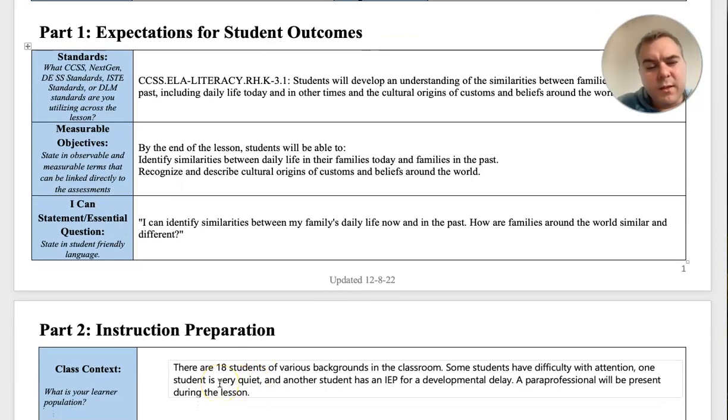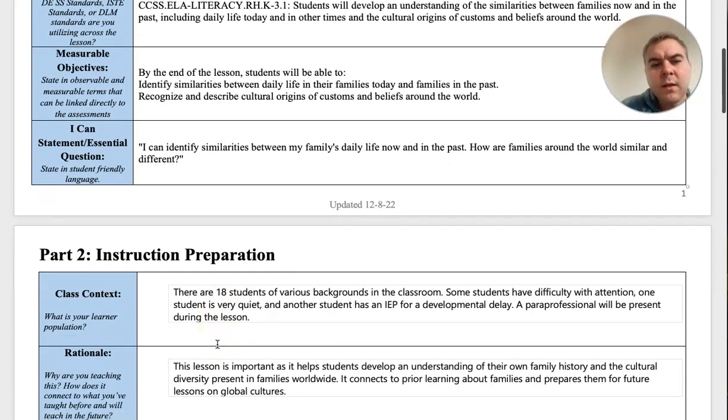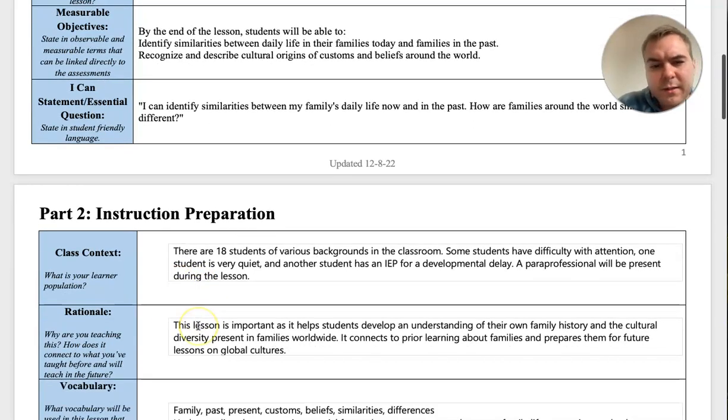The measurable objective of this lesson: by the end of the lesson, students will be able to identify similarities between daily life in their families today and families in the past, and recognize and describe cultural origins of customs and beliefs around the world. The I can statement is: I can identify similarities between my family's daily life now and in the past, and how families around the world are similar and different.